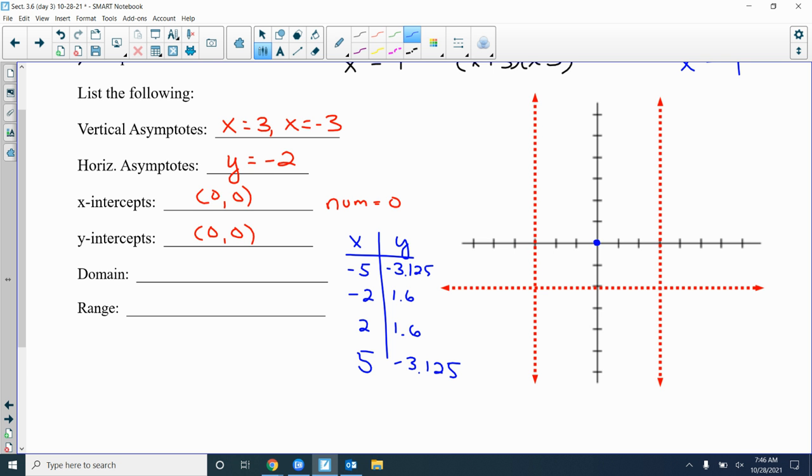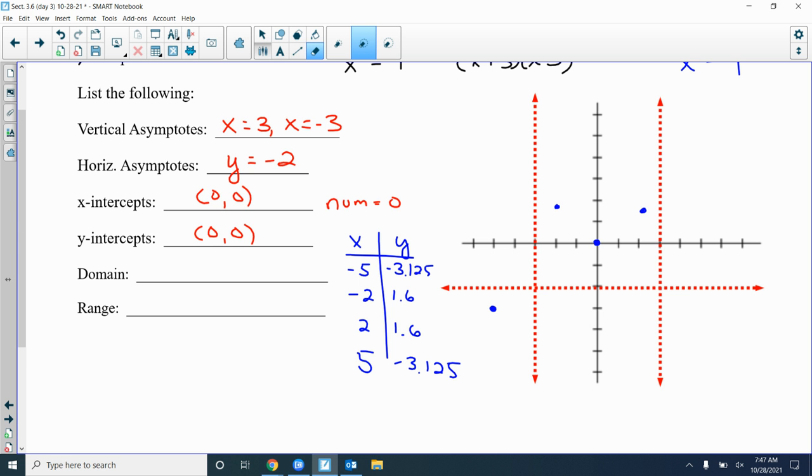I really emphasize you got to watch whether it's positive or negative, because if you get the wrong sign or the wrong value, the whole thing is going to be off. So you really got to be careful of that. All right, we got those. Negative 5, negative 3.125, down here somewhere. Negative 2, 1.6 here. 2, 1.6. 5, negative 3.125.